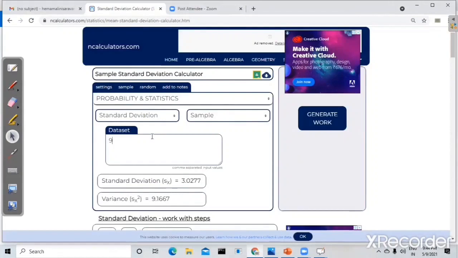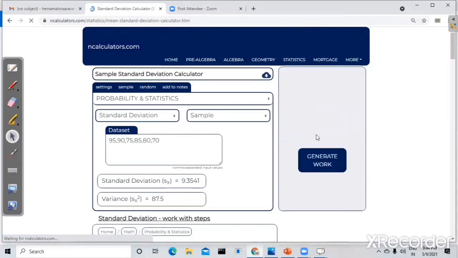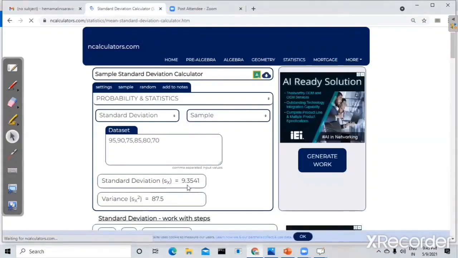So we fill in 95, 90, 75, 85, then 80, then 70. After filling in these values, we click generate work. Here we can see the same value. The standard deviation is 9.3541 and the variance is 87.5. So our manual calculation is correct.